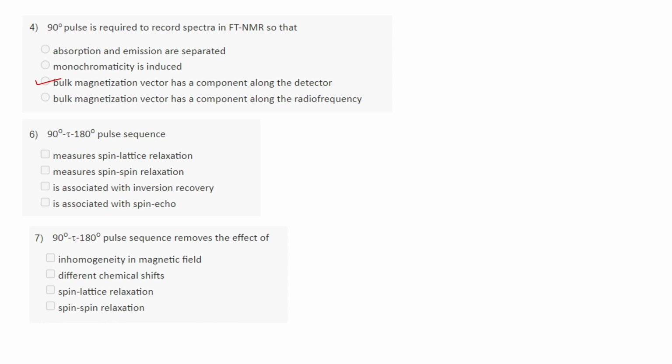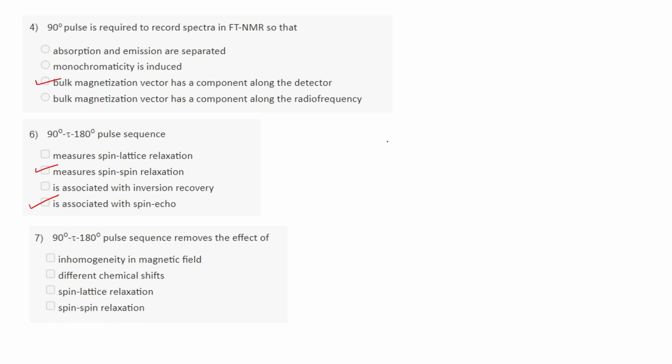Okay. Now question number 6. The 90-degree, tau, 180-degree pulse sequence: does it measure spin-lattice relaxation or spin-spin relaxation, associated with inversion recovery or with spin echo? If you remember, the 90-degree tau 180-degree pulse sequence is actually associated with the spin-spin relaxation, right? And it is also associated with the spin echo.